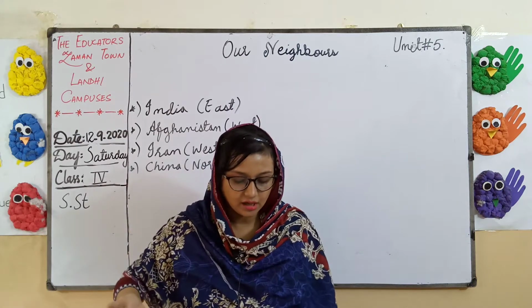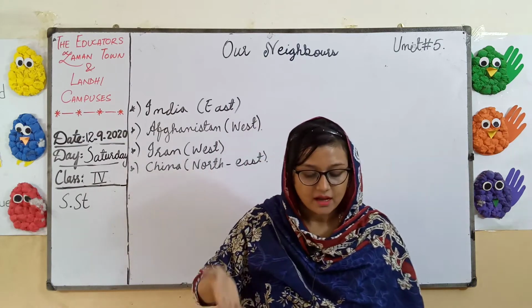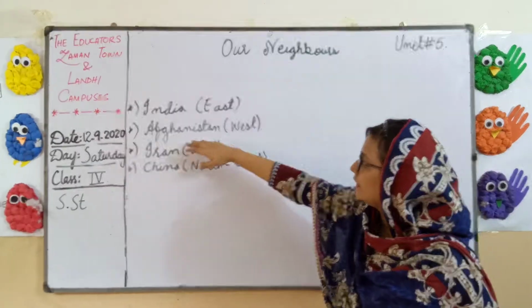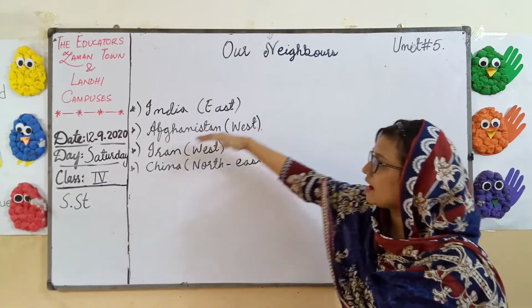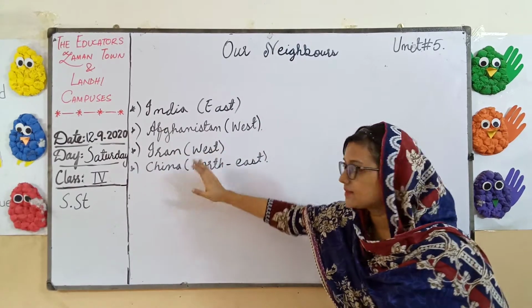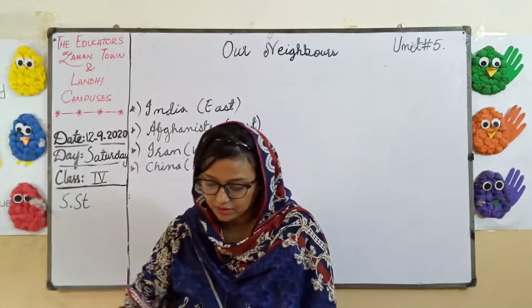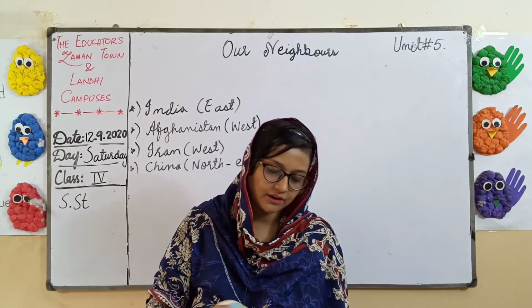Pakistan is in Asia, so the closest countries to Pakistan are India in the east, Afghanistan in the west, Iran, again in the west, and China in the northeast. Now turn the page, page number 40 after 39.